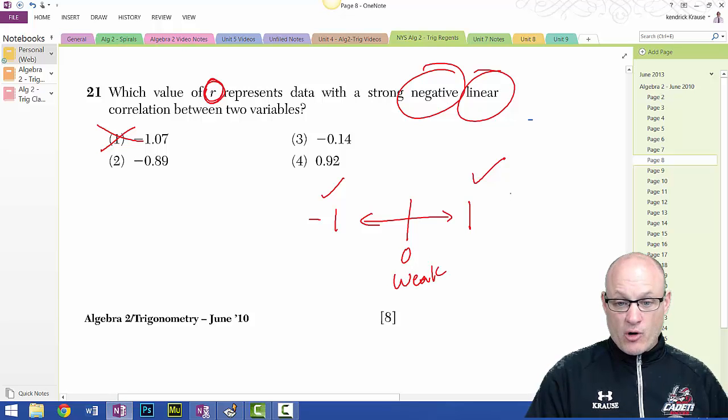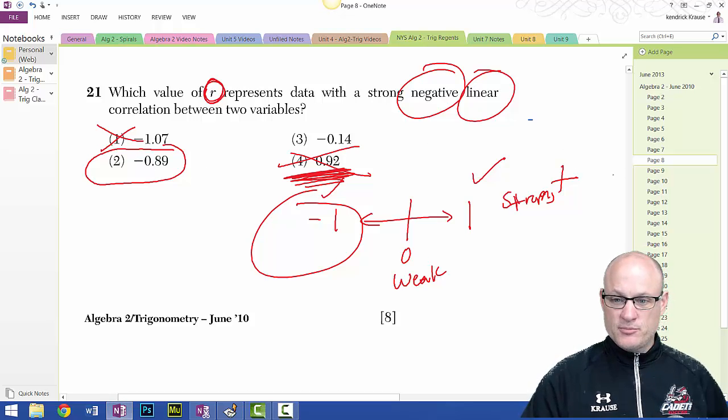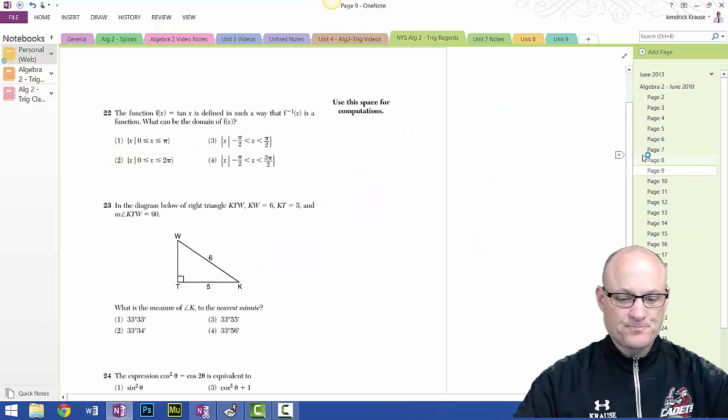So, strong positive and strong negative. And we want a strong negative, so our strongest negative correlation coefficient is this one. This would be the strongest linear relationship. This one right here would be the strongest, but it's the strongest positive and can't be. Therefore, the answer is 2. Moving on. Choice 9.